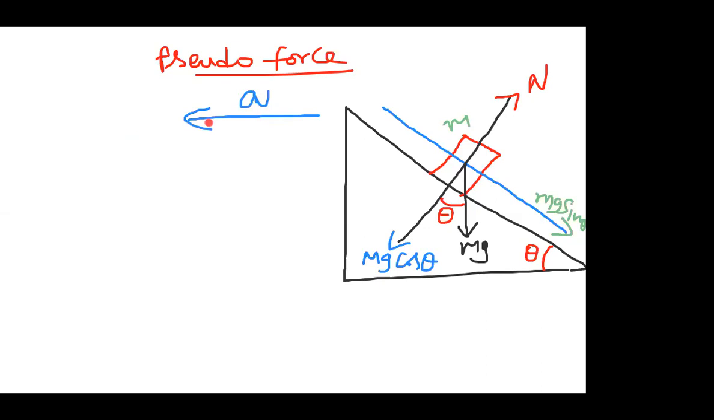So when it is moving towards the right with an acceleration A, the block experiences a pseudo force. The pseudo force direction will be opposite to the acceleration. We know that pseudo force is always mass into acceleration on the block. What is the pseudo force experienced by the block?